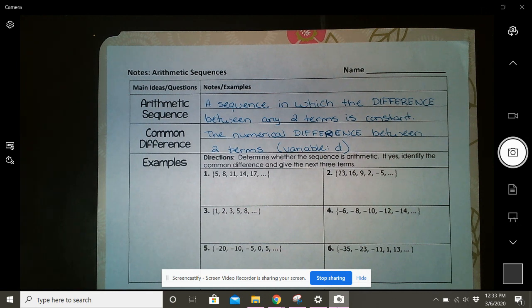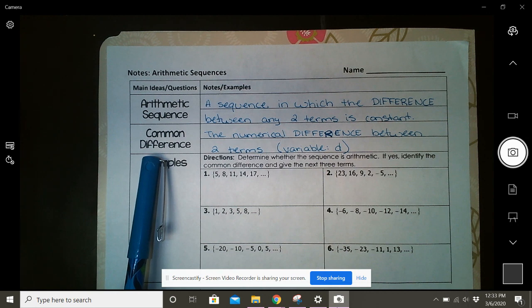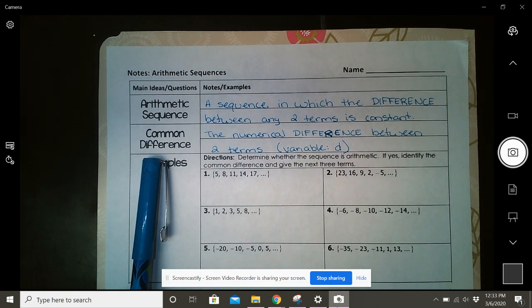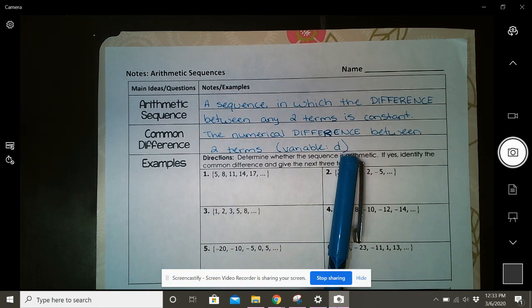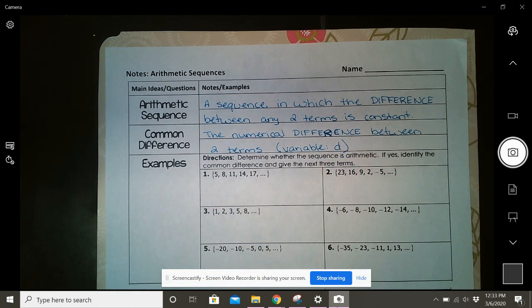The number that you are adding or subtracting over and over again is called the common difference. The common difference is the numerical difference between any two terms, and we use the variable d to represent the common difference. So take a minute and jot those two definitions down, and then we're going to do a couple of examples here.